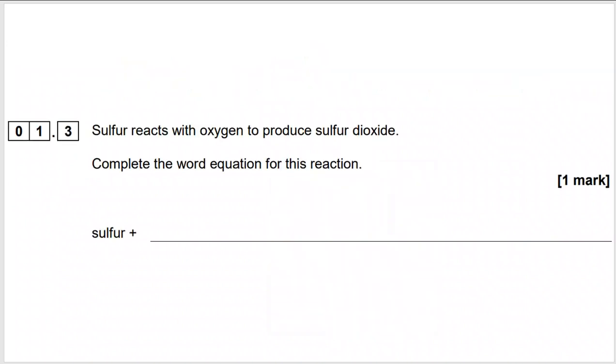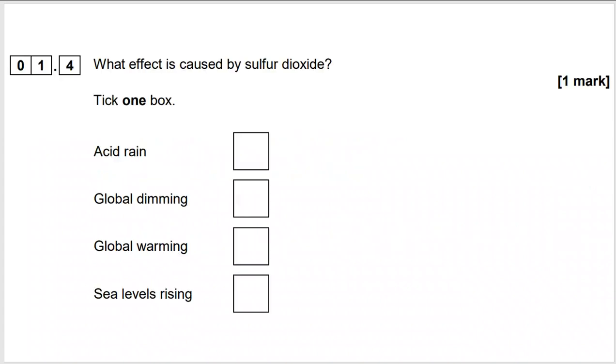Moving on to 1.3, sulfur reacts with oxygen to produce sulfur dioxide, and you're being asked for the word equation on this one. So sulfur plus oxygen, and then the key thing here is that we use the arrow to mean goes on to become, and sulfur dioxide is the product on the right hand side of that arrow.